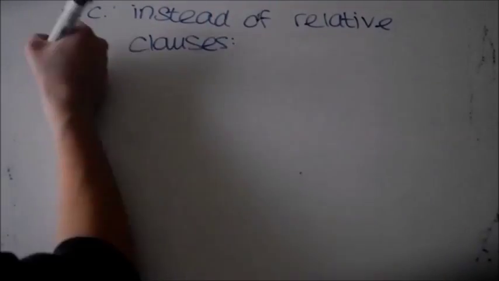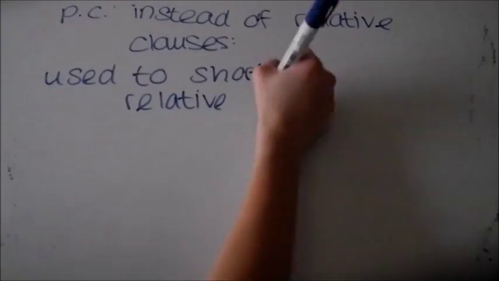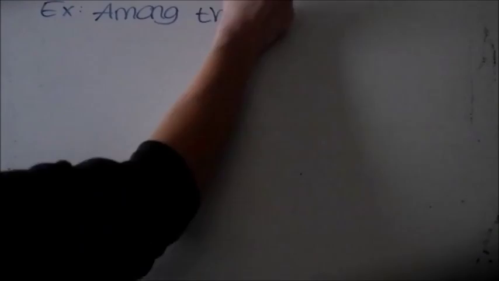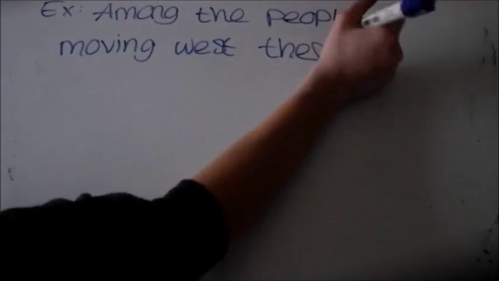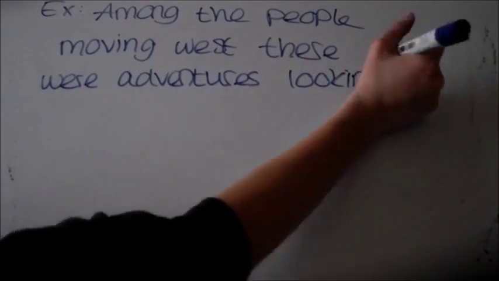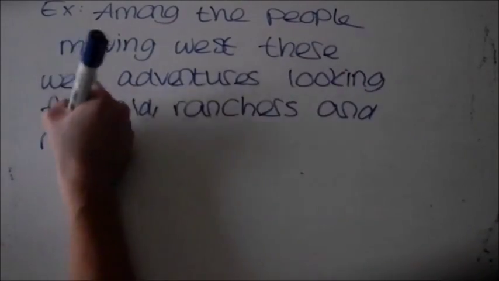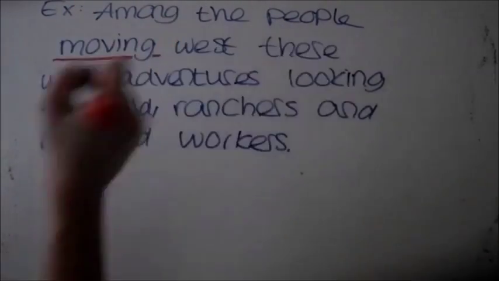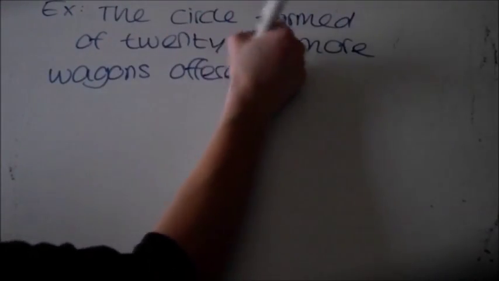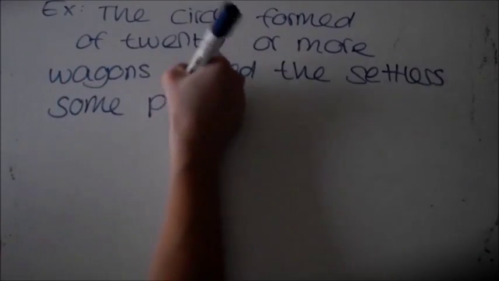Participle constructions can be used to shorten relative clauses. The example we chose: among the people moving west, there were adventurers looking for gold, rangers, and railroad workers. And the circle formed of 20 or more wagons offered the settlers some protection at night.